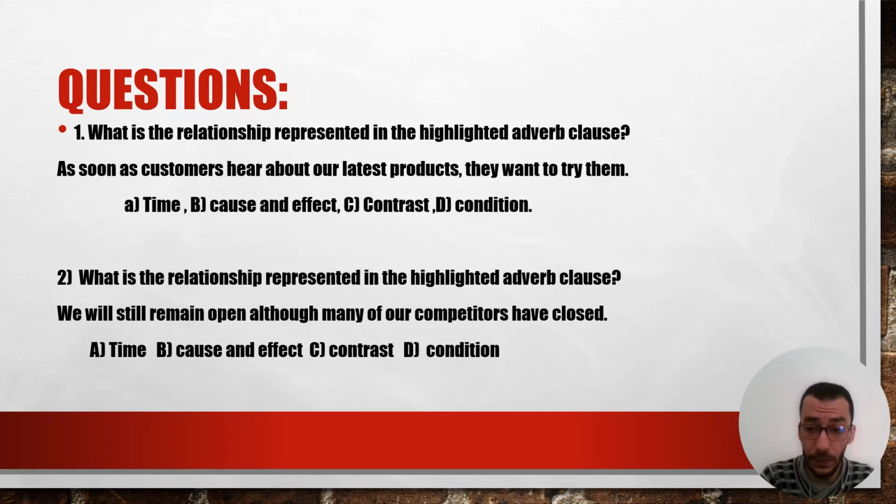Okay, let's review what we said in this lecture. We talked about the complex sentence, and we said that a complex sentence has two clauses, the independent clause and the dependent clause, and both clauses have a subject and verb. And the dependent clause includes three types: the adjective clause, the adverb clause, and the noun clause.